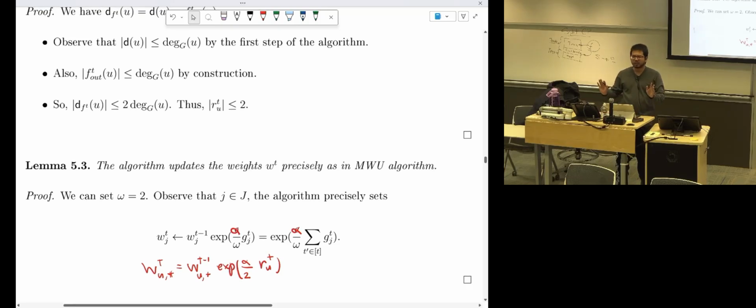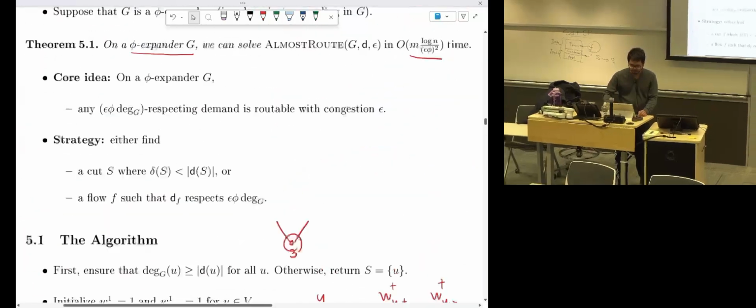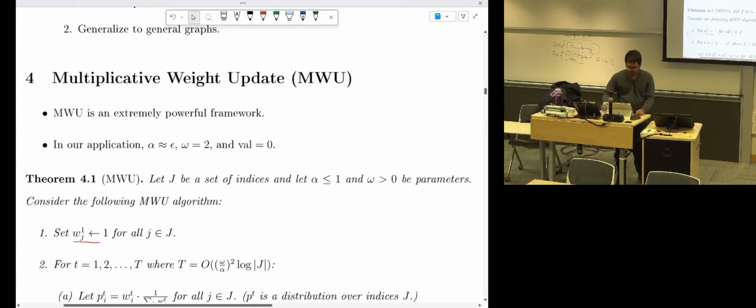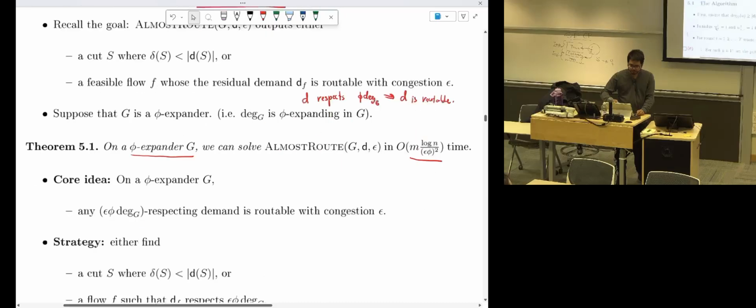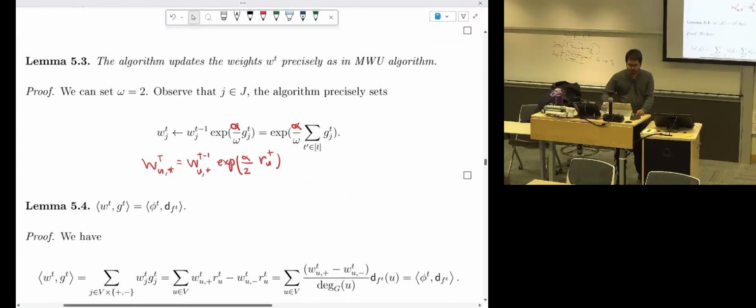Are we good? Is it clear so far? This is how we do it in weight update, right? You just need to update the weights like this, and I just do the same thing here.